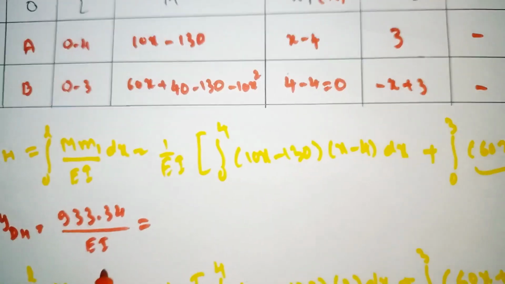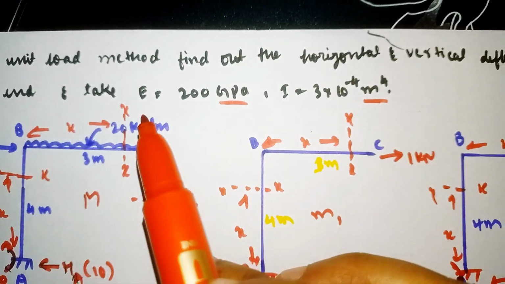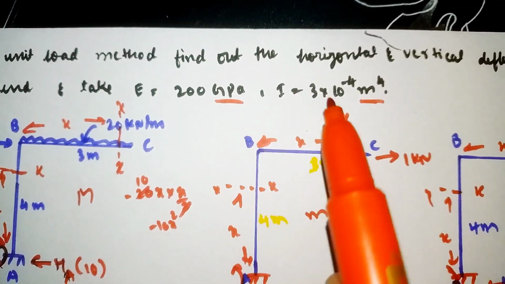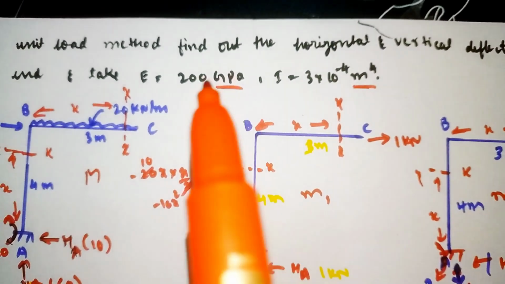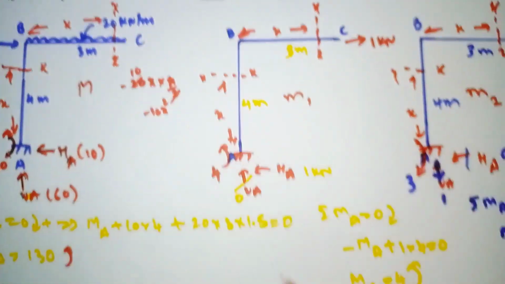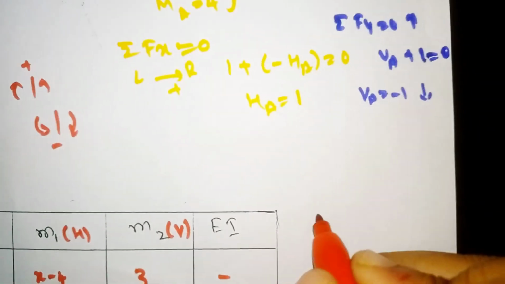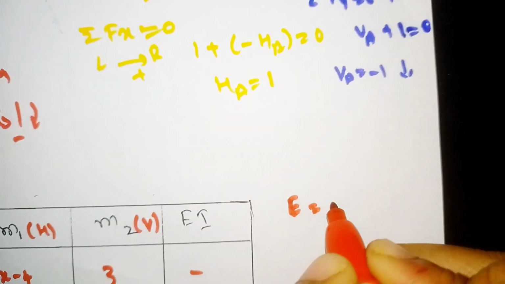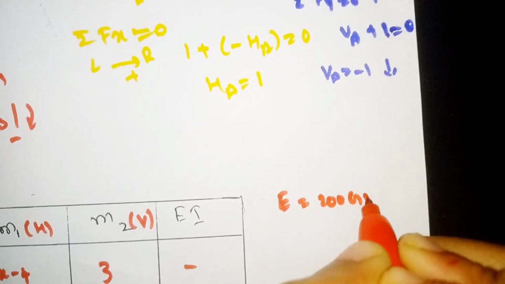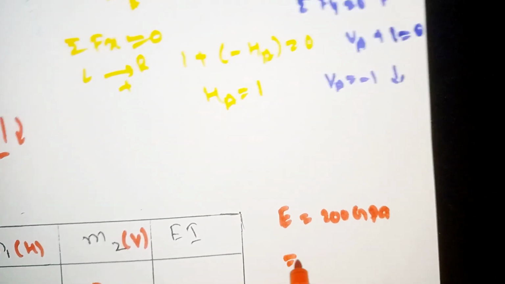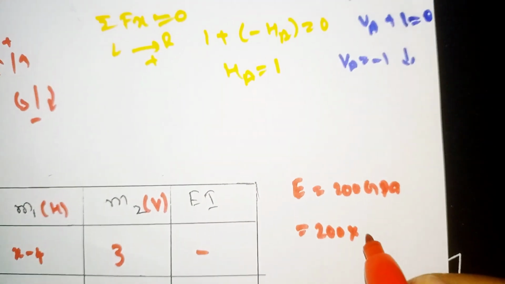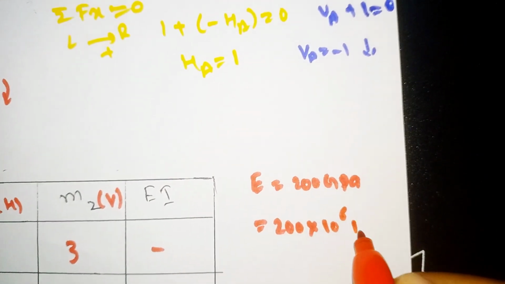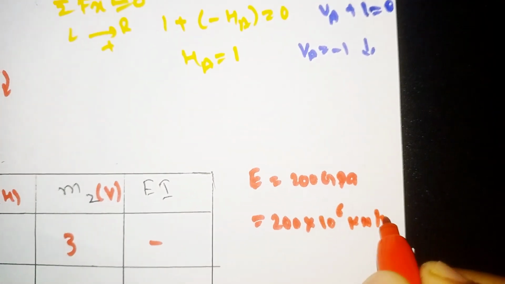So now substitute the EI value. See here, E value is 200 GPa and I value is 3 into 10 to the power of minus 4 m to the power of 4. So now we need to convert this into meter. I will show you here. E is equal to 200 GPa. To convert it, we need to multiply by 10 to the power of 6, so 200 into 10 to the power of 6, to convert it into kilonewton per meter square.